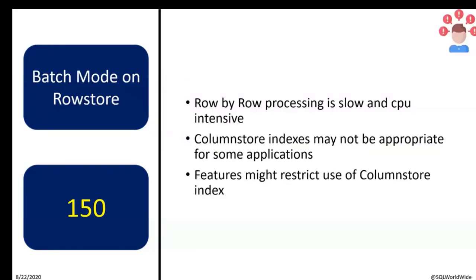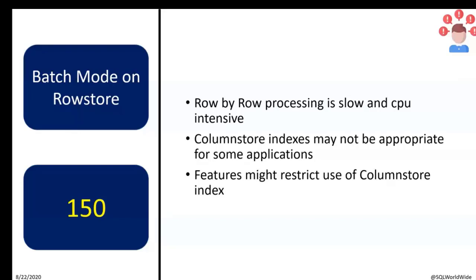Batch mode on row store. Batch mode was first released in 2012 with column store index, because of saving your CPU cycles. Instead of looking at row by row, batch mode looks at about 900 rows at a time, and it gives huge efficiency if you are dealing with large data sets.